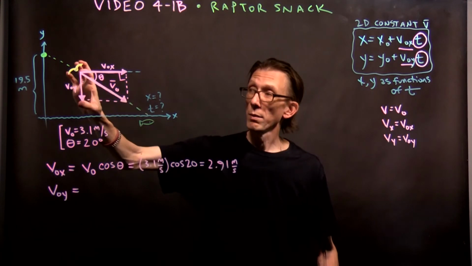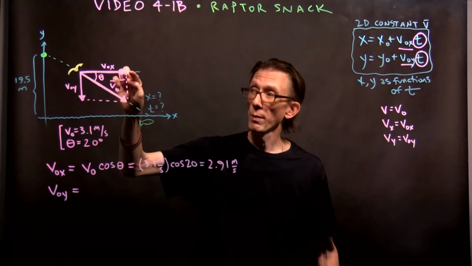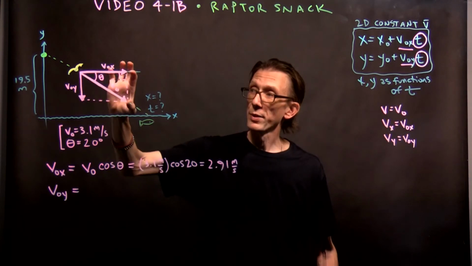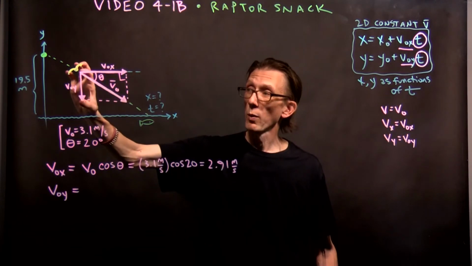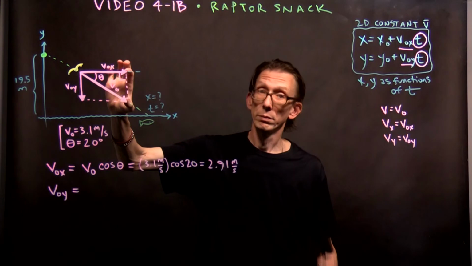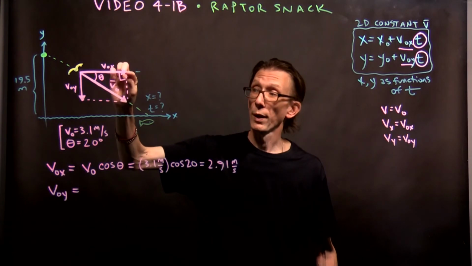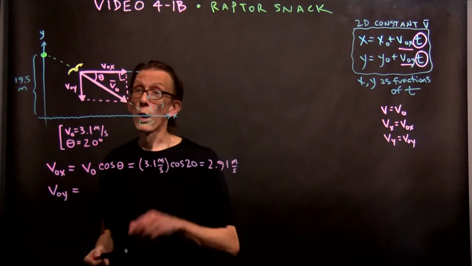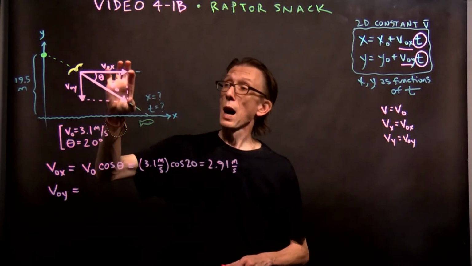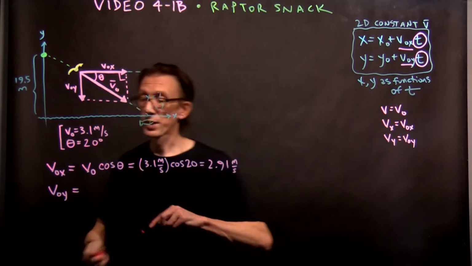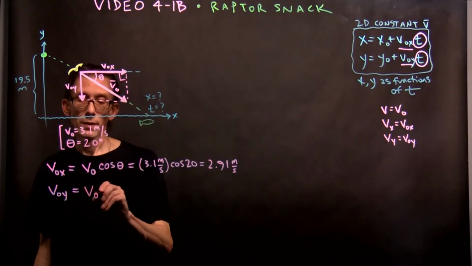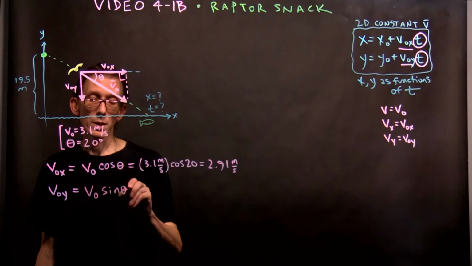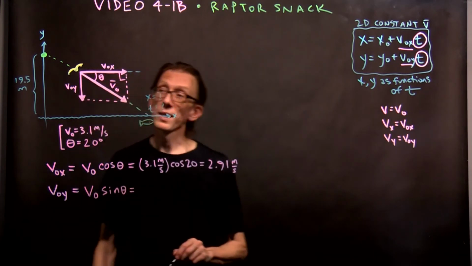Okay, the side of the triangle here that we're talking about, the opposite side, has the same length as V naught y does, and you can move vectors around. So I could have drawn this triangle with this vector over here, V naught y, pointing from there to there. So V naught y has the same length as the opposite side. Opposite is sine, V naught sine theta.